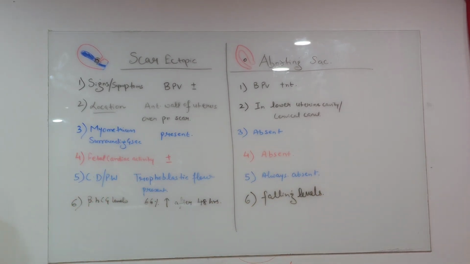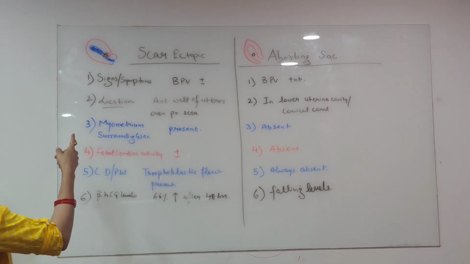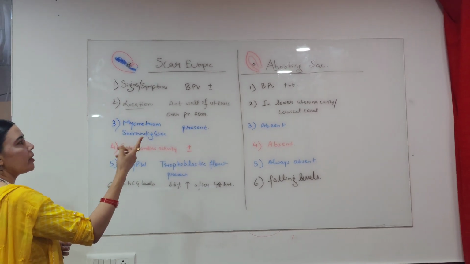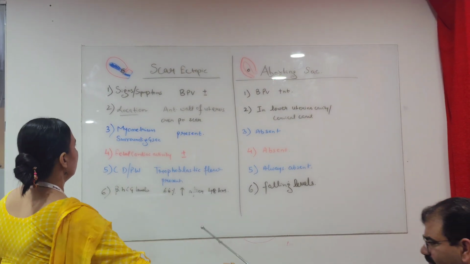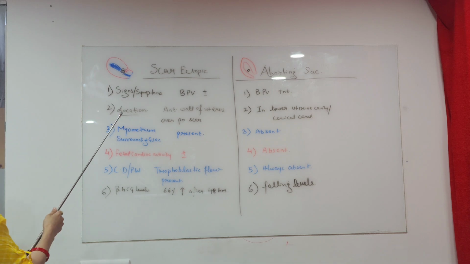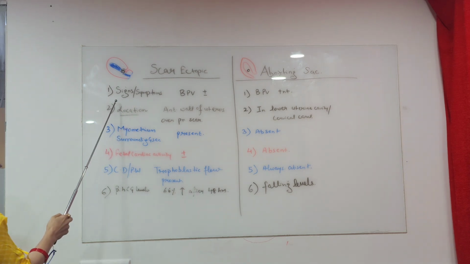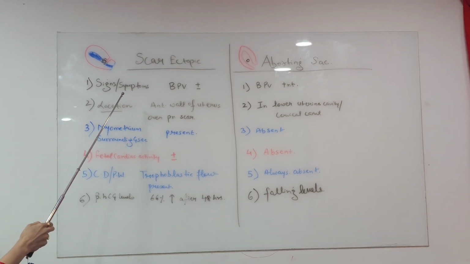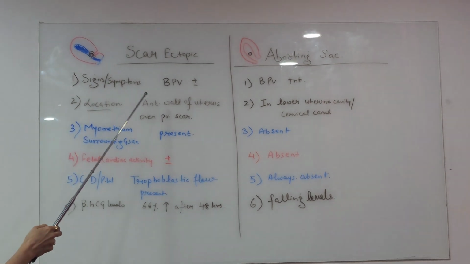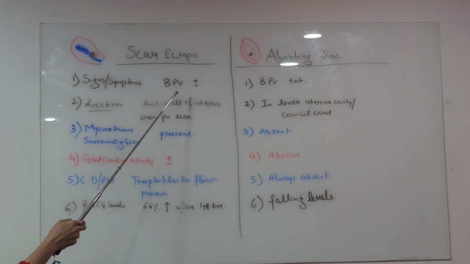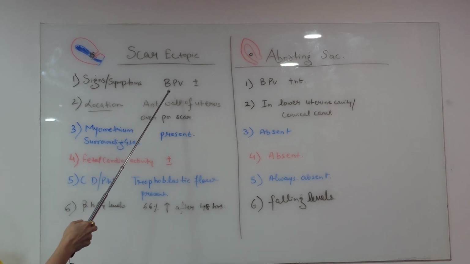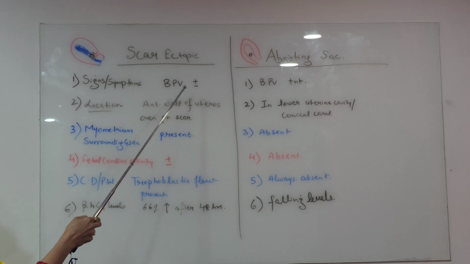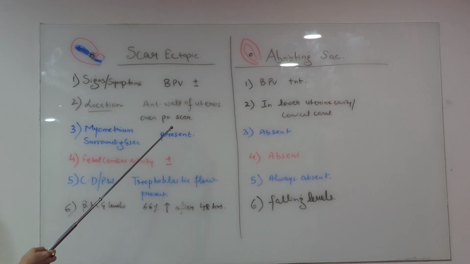So now we will differentiate between a scar ectopic and an aborting sac. So the first point is that in scar ectopic, the patient may present with signs and symptoms of bleeding per vaginum or not. She might have bleeding because this is also an abnormally located sac, or she might not present with any bleeding. So bleeding PV can be present or absent, plus or minus.